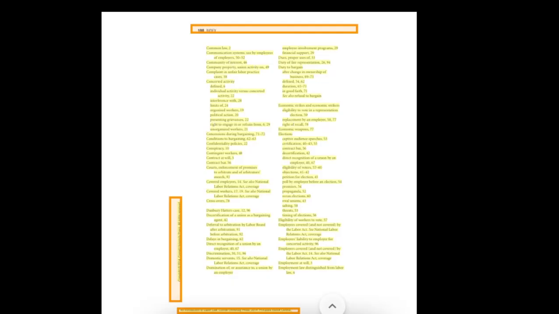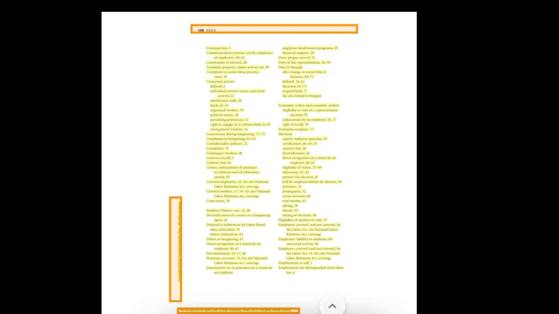Contract bar, 56. Courts, enforcement of promises to arbitrate and of arbitrators' awards, 92. Covered employers, 14. See also National Labor Relations Act, coverage. Covered workers, 17, 19. See also National Labor Relations Act, coverage. Crossovers, 78. Danbury Hatters case, 12, 96. Decertification of a union as a bargaining agent, 42. Deferral to arbitration by Labor Board: after arbitration, 91; before arbitration, 92. Delays in bargaining, 62. Direct recognition of a union by an employer, 40, 67.